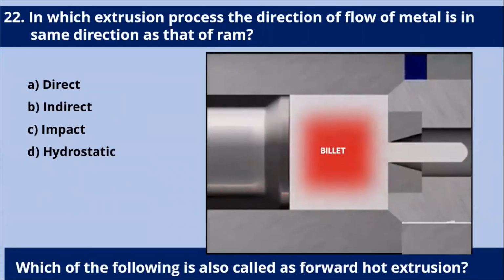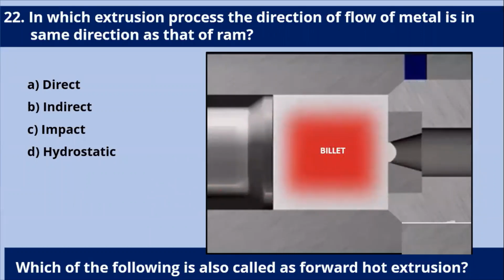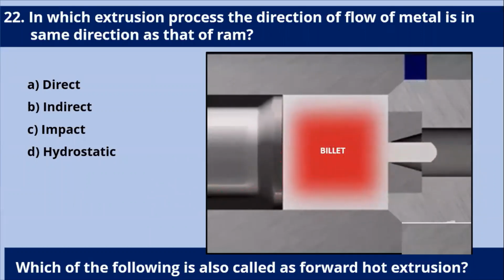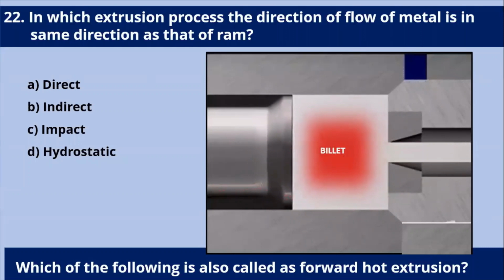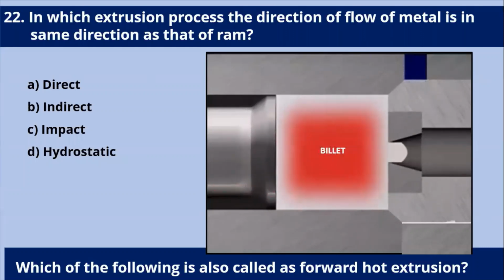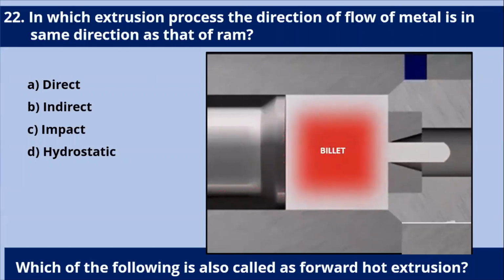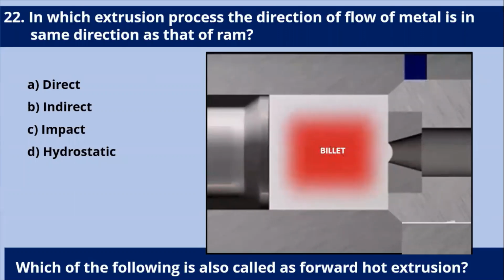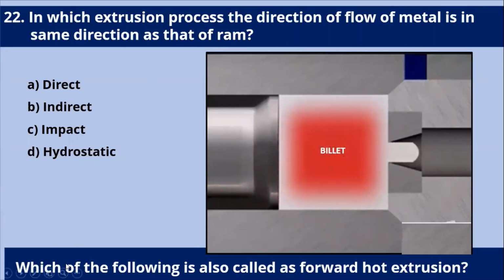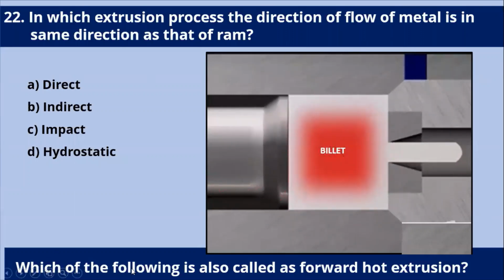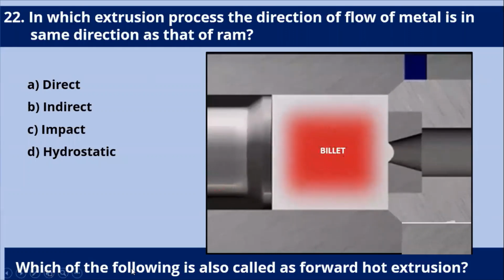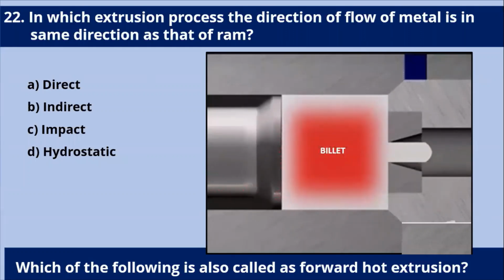In which extrusion process is the direction of flow of metal in the same direction as that of the ram? Actually, this is a question of extrusion, right? Even at the bottom I have written another question also. Which of the following is also called a forward hot extrusion process?